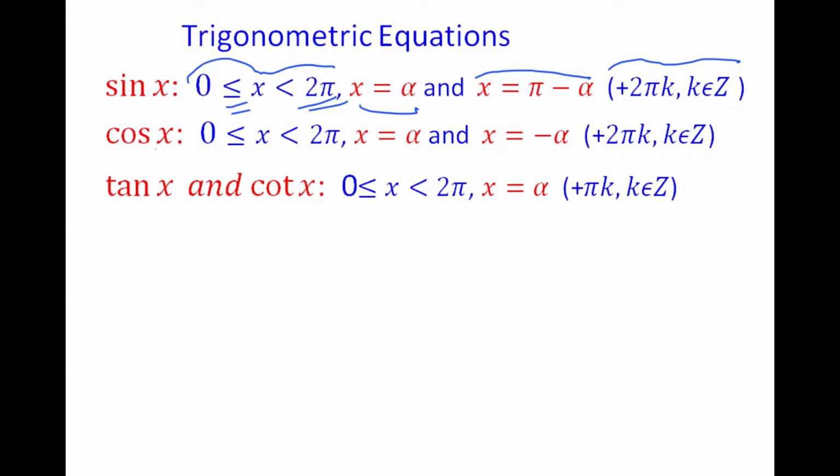And when it comes to cosine, again, let's say our angle is between 0 and 2 pi. In this case, if x is alpha, then another solution is x is negative alpha.